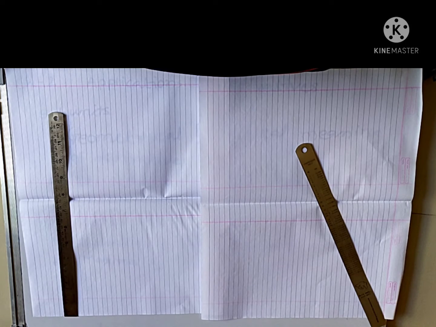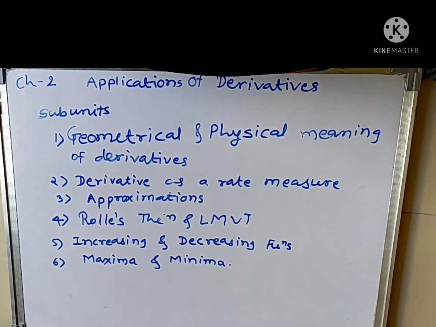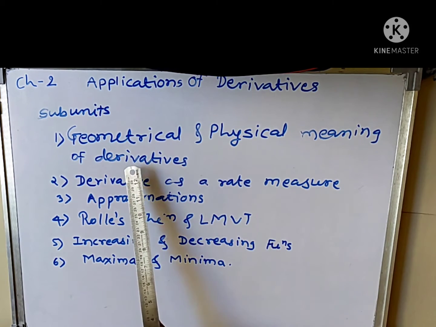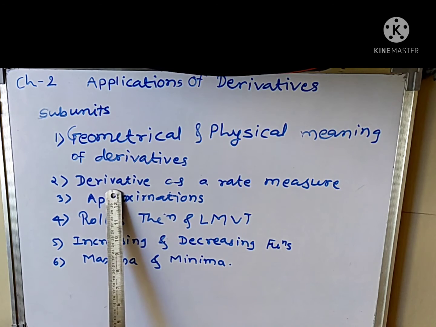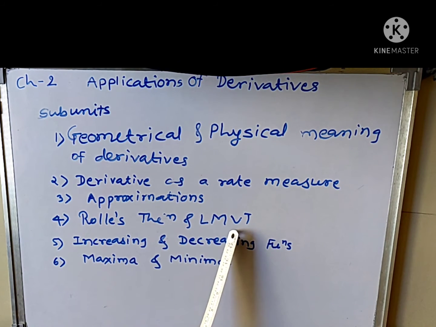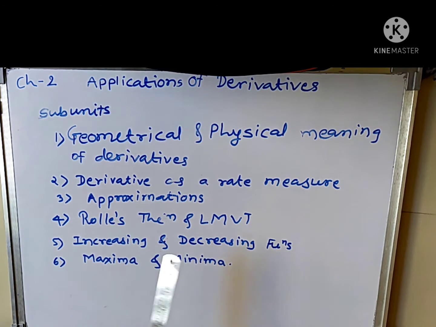Now today we have to study the second chapter, application of the derivatives. In this chapter we have to study the following subunits. First, geometrical and physical meaning of derivatives; second, derivative as a rate measure; third, approximations; fourth, Rolle's theorem and Lagrange's mean value theorem; fifth, increasing and decreasing functions; and sixth, maxima and minima, meaning how to find the maximum and minimum value of a given function.